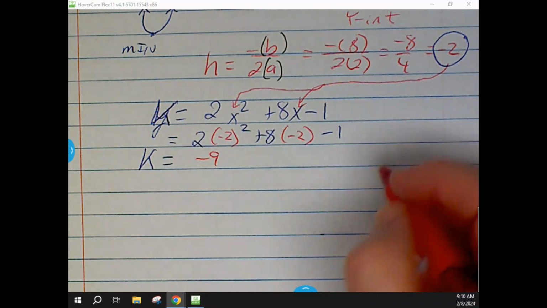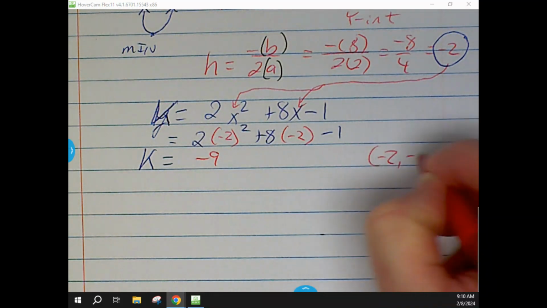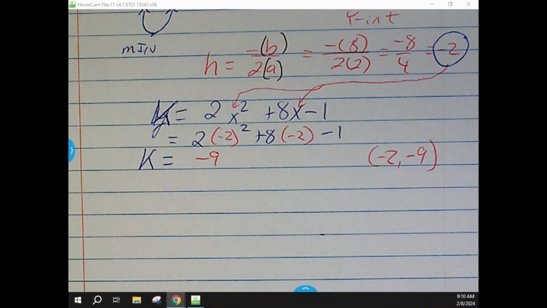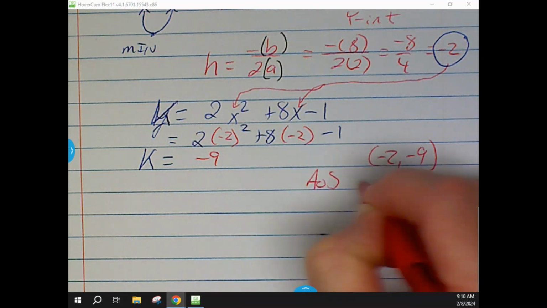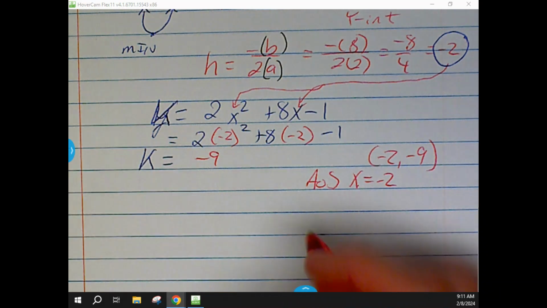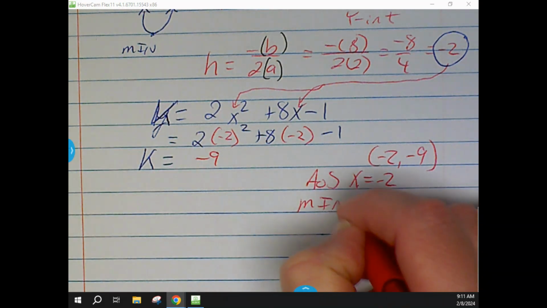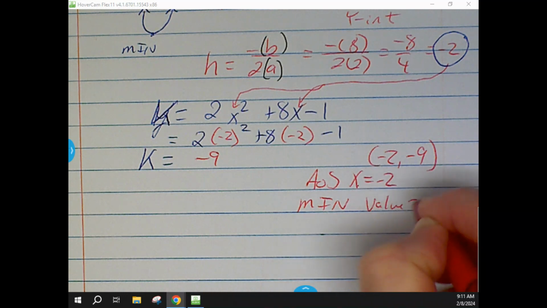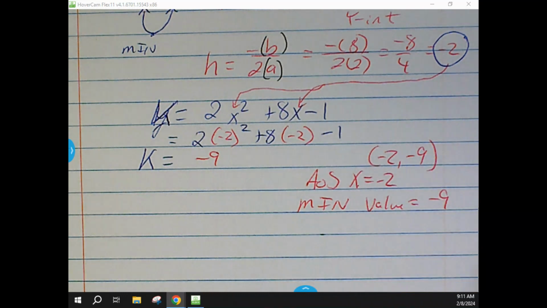Okay, so now we've got our vertex at -2, -9. So we know the axis of symmetry is going to be x equals -2. We said back up here this was going to be a minimum, so we know that the min value equals -9.